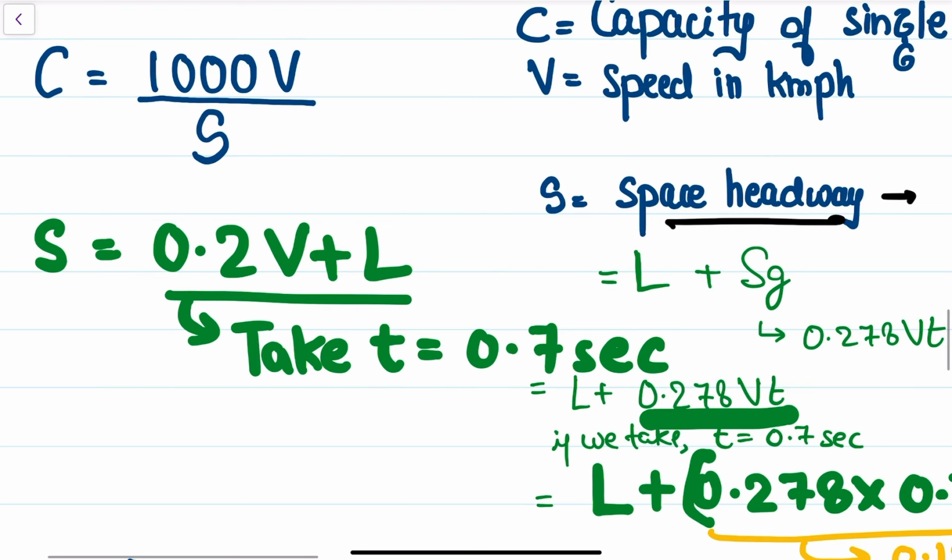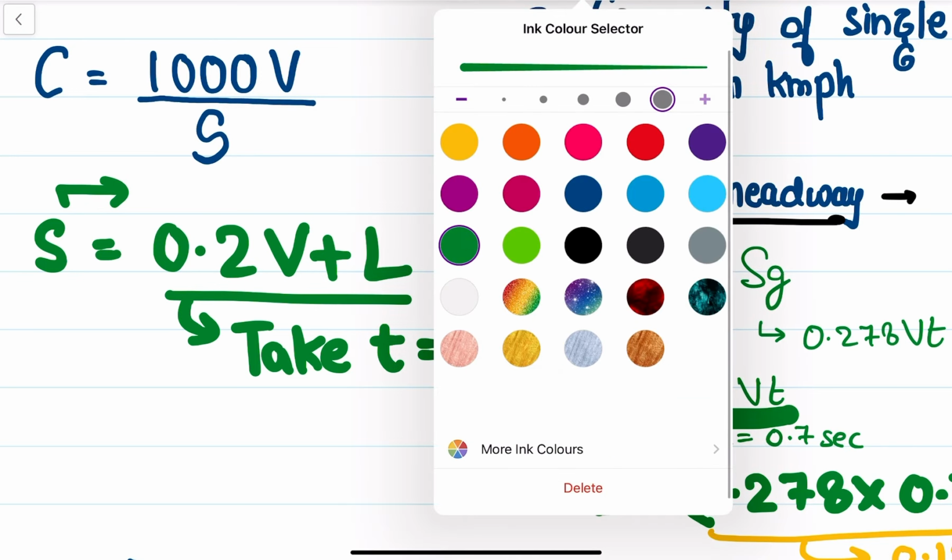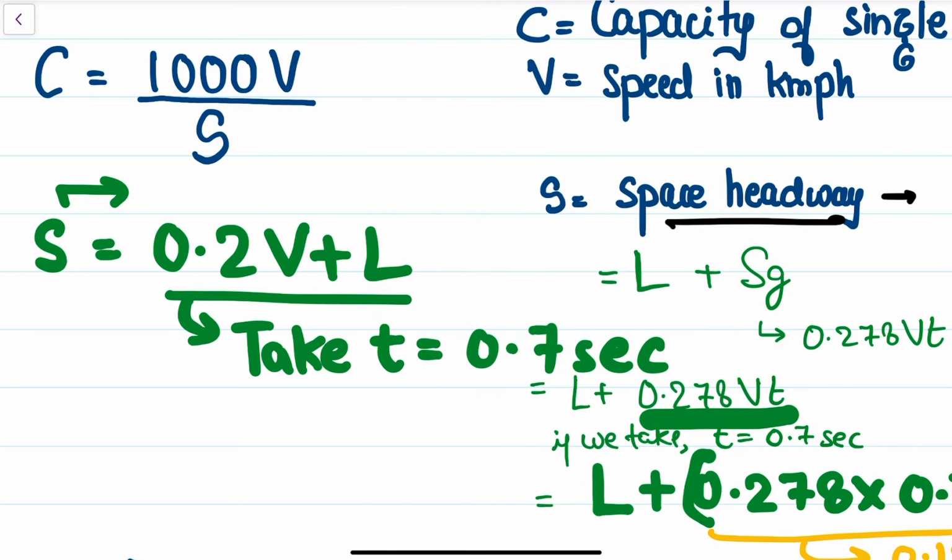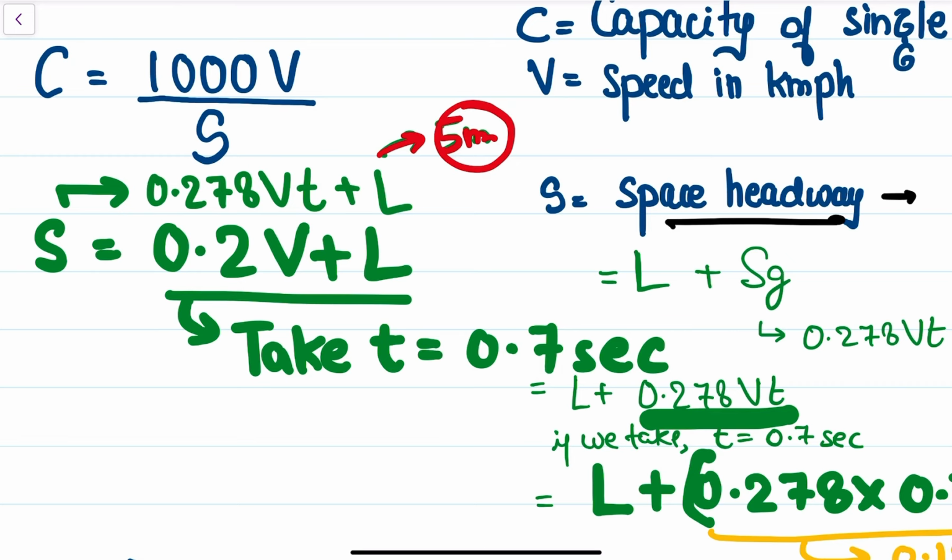Otherwise, the formula for S is 0.278 V into T plus L. The average length of vehicle we can take as 5 meters, if not given in the question. If it is given in the question, then we take that value of L instead.